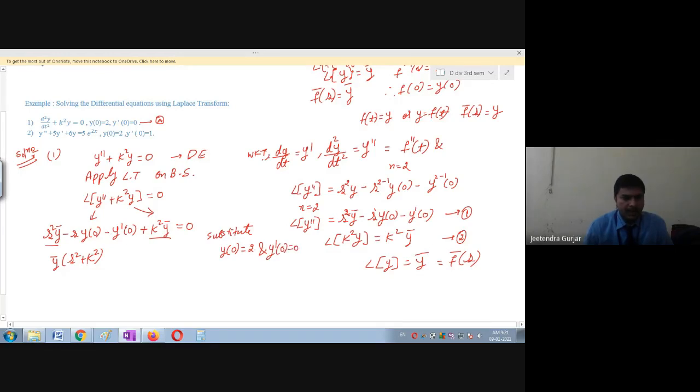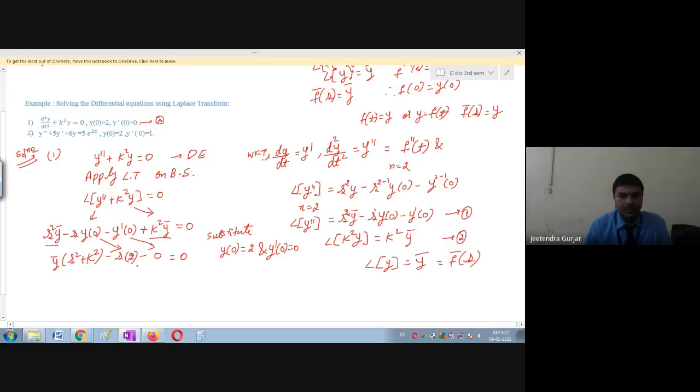So you can see y dash of 0 is there, therefore this is going to become 0. And here you can see minus s y of 0, and y of 0 is 2. So I will substitute here 2, minus y dash of 0, which is 0. So this is equal to 0. Is it clear, students? Any doubt here?